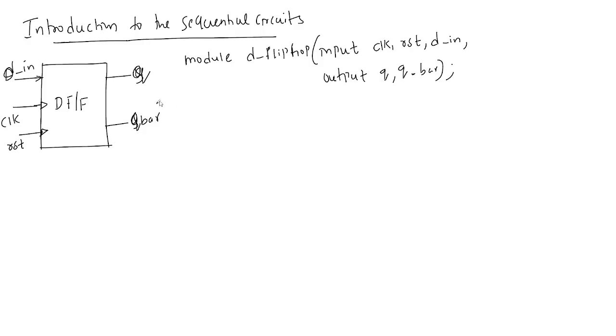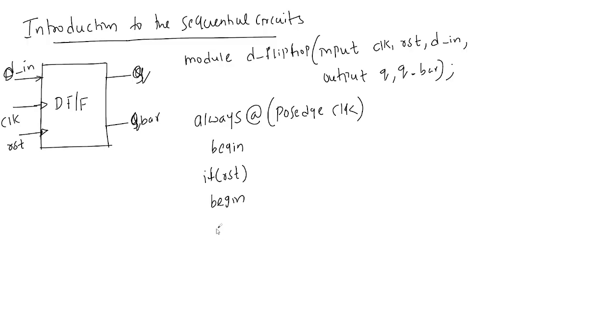Next I'm using this always block, always at the positive edge of clock. That means this is a synchronous reset. Begin, if reset, that means if reset equal to 1, begin, q is non-blocking assigned 0 and q bar is non-blocking assigned 1, end.